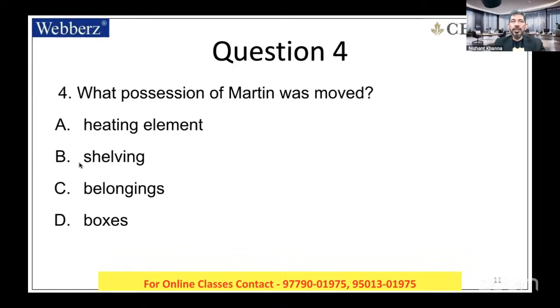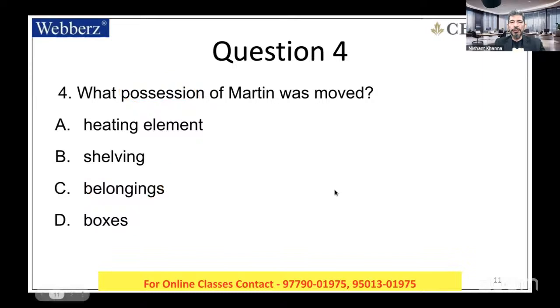What possession of Martin was moved? This is a little tricky because you will find the answers that you had been looking for as belongings and boxes. But the problem with belongings is belongings mean possession. So what possession of Martin was moved? Belongings. That is not correct. Boxes, that's the correct answer.